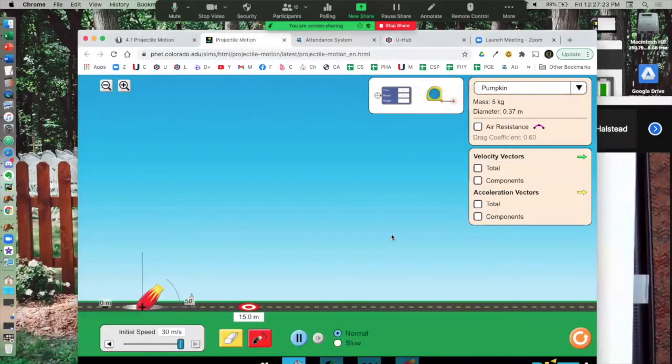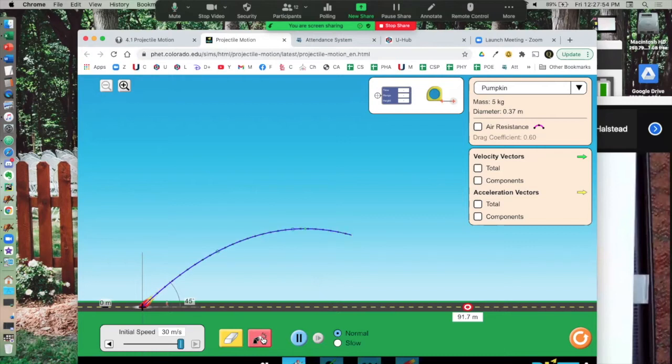Does that make sense? So I'm going to take the target and move it out here to 91.7. I'm going to have to really zoom out, I guess. There we go. And this cannon needs to be at 45 degrees. 30 meters per second. Ready? And let's do it.